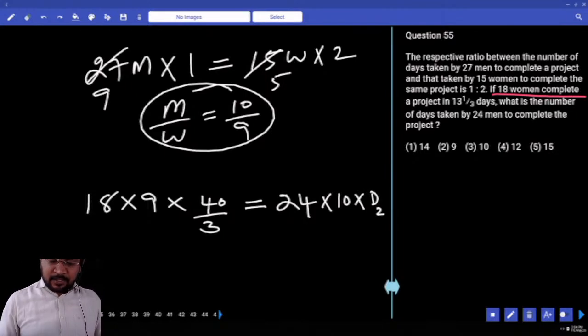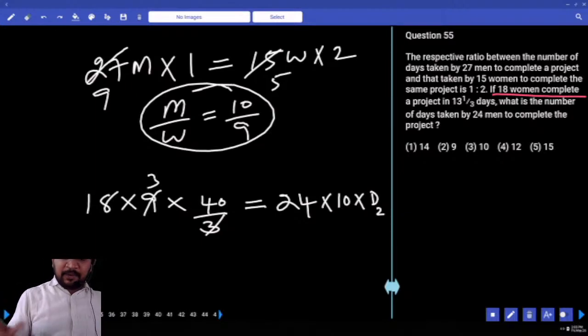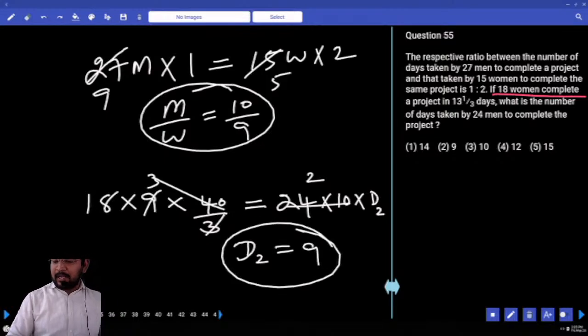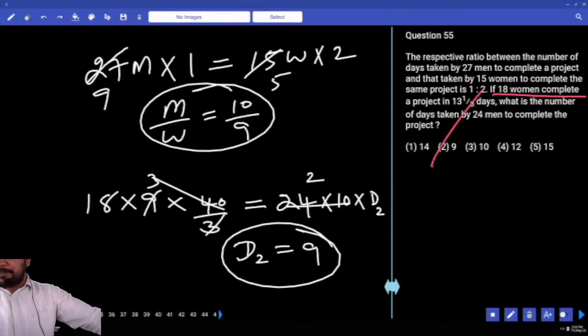So tell me fast. 3 ones are 3, 3 times 40 is 120, 12 twos are 240. So 24 men will take 9 days. So from the first statement I found the efficiency, and I just substituted it in the second equation.